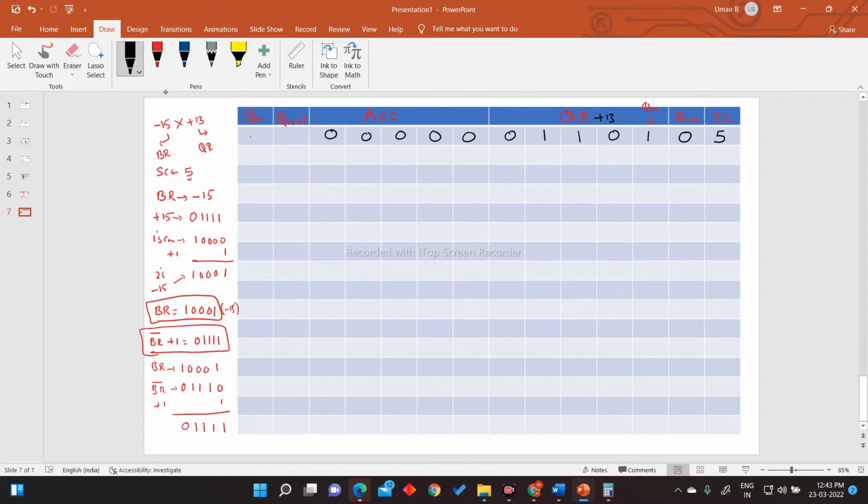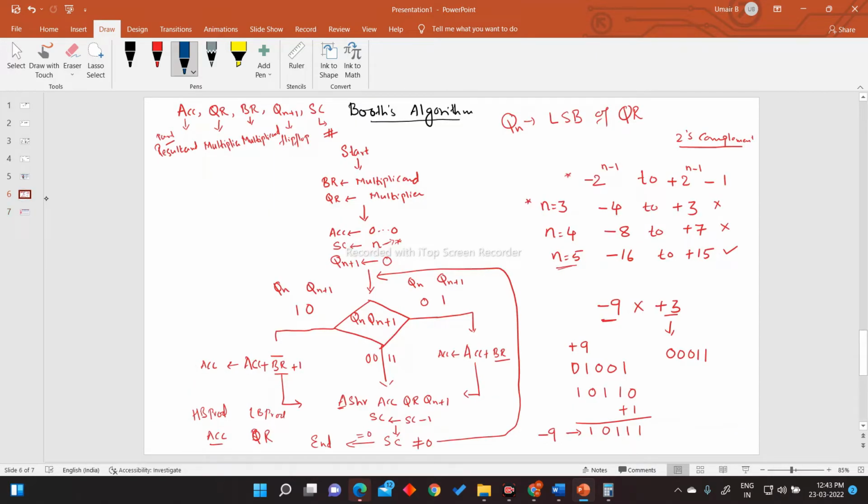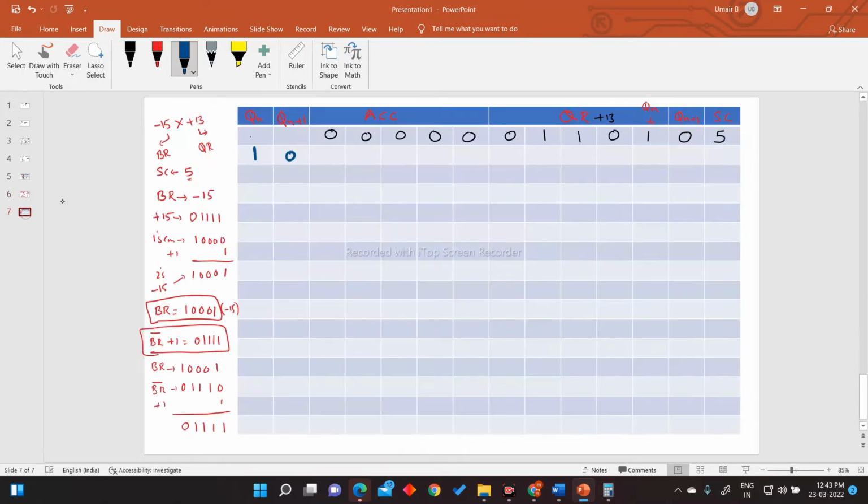Now qn is 1, and qn plus 1 is 0. Now if it is 1 0, look at the algorithm. If it is 1 0, you have to add BR bar plus 1 to the accumulator. Accumulator content is already there. Now what is BR bar plus 1? So write it here, 0, then it is 1 1 1 1.